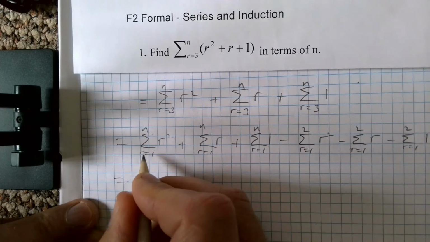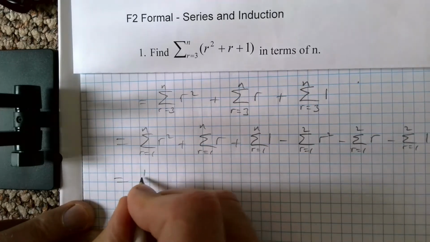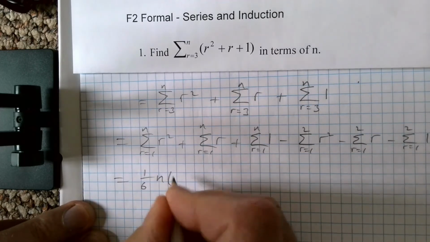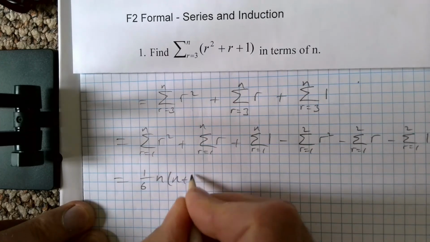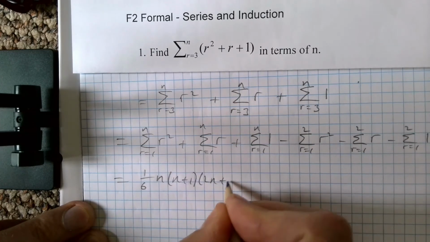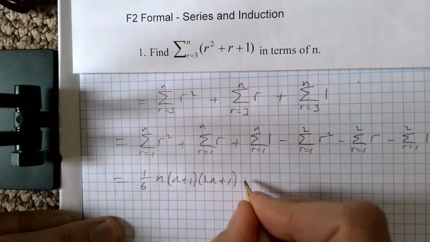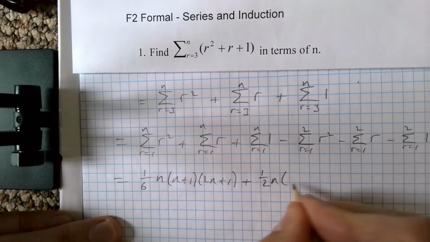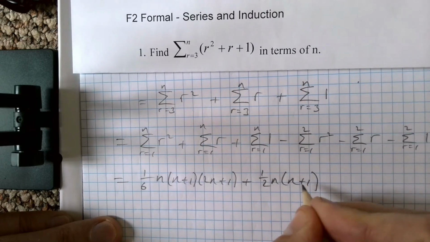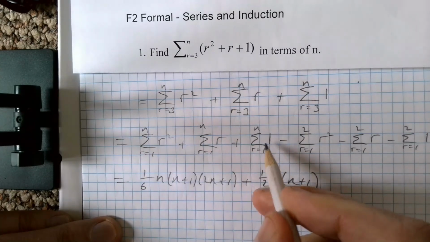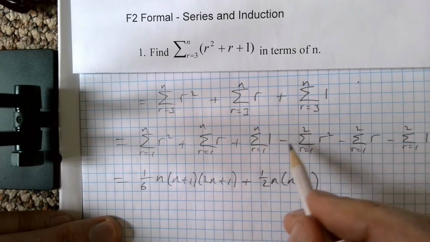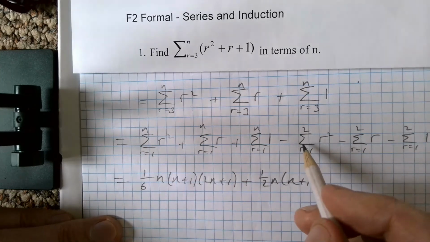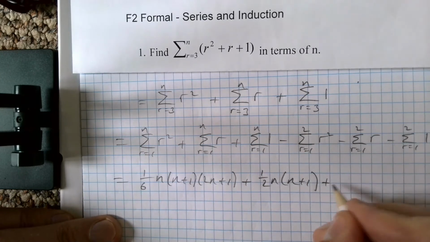Our formula for this one here, in your formula booklets, is a sixth of n plus 1 times 2n plus 1. The sum of this one here is a half n plus 1. The sum of all the ones from 1 up to n, so it's going to be 1 plus 1 plus 1 plus 1. So how many of them are going to be? It's going to be n, so plus n.